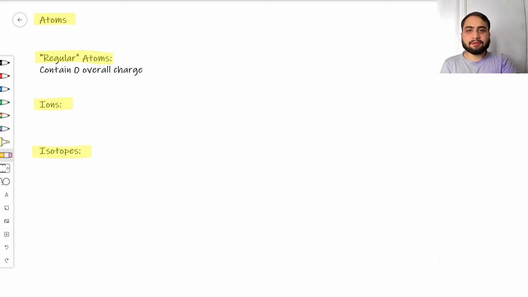Okay, so now let's have a look at a few different types of particles, right? So here we have regular old atoms, right? These contain 0 overall charge. Remember that 0 means that they are neutral. And we then have something new called ions.